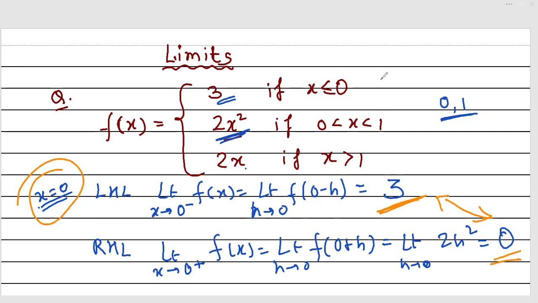So in this way, we can find out whether limit at any point for a particular function exists or not.